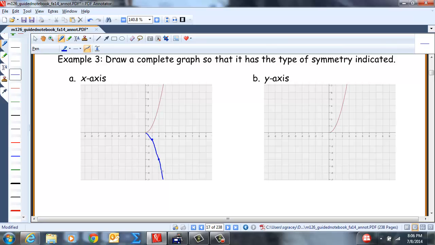All right. Now, the y-axis. Again, we're looking at those ordered pairs we were talking about, but now you replace x with negative x and you leave the y alone. So here, that would take us to negative 1, 1, and then negative 2, 4. So we'd be something like this.